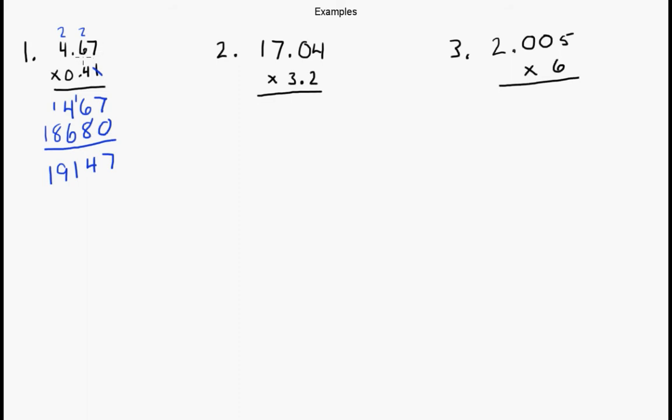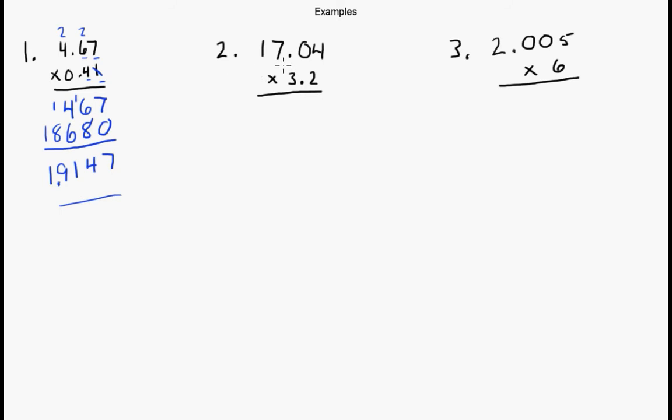The way to figure that out is count up how many numbers are after the decimal places in our original question. So we have 1, 2 numbers there, and 1, 2 numbers there. 2 and 2 is 4. So we're going to move the decimal place 1, 2, 3, 4 places. And we're left with an answer of 1.9147.